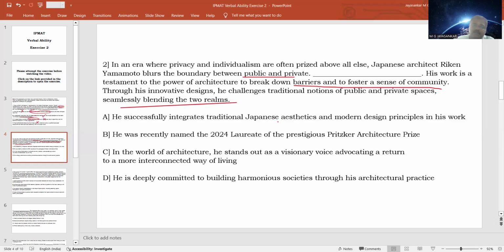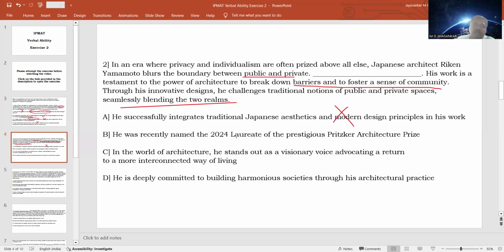Aesthetics means the science of beauty. So here, Japanese traditional science of beauty has certain principles, and modern design principle has a different set of principles, and he is merging them. May be true, may not be true. We don't know. We are only talking about his philosophy of combining public and private spaces. Whether he is merging traditional Japanese principles with modern principles, we are not aware. This is not hinted or stated in the passage. So this may not be a good option. You can eliminate it.